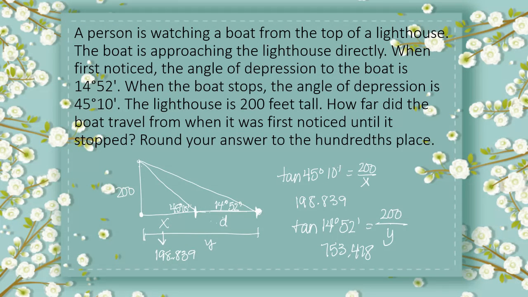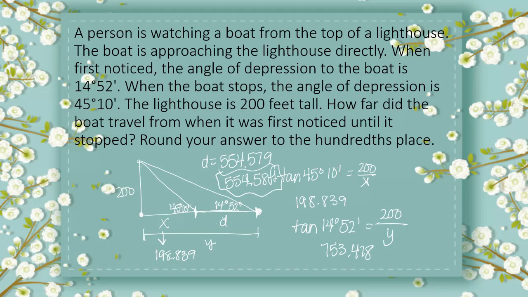Now I'm going to subtract that 198, which I put in my memory. I can just hit recall and put it back up. And I get a difference of 554.579. And we want to round this to the hundredths place. So I'm going to make that 554.58. And that is feet. Sorry, it's a little messy. But hopefully that kind of helps you with this one specifically.